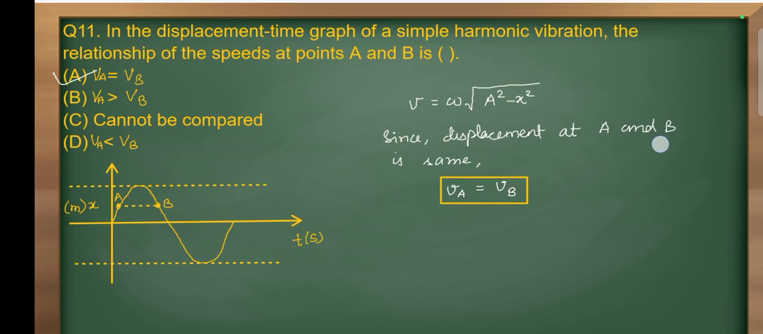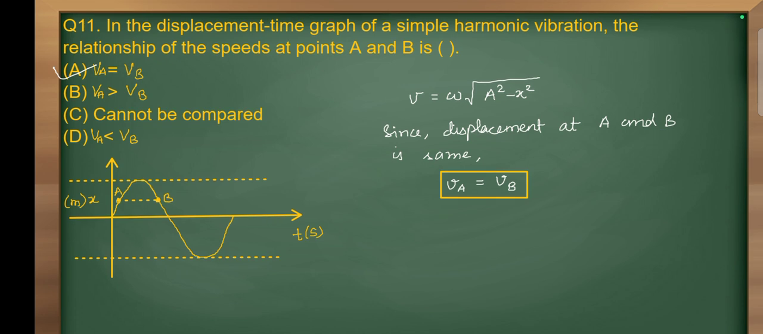Question number 11. In the displacement time graph of simple harmonic vibration, the relationship of speeds at point A and B is. In simple harmonic motion, we know that velocity of particle at any point will be equal to omega into root of a square minus x square, where omega is angular velocity, a is amplitude of particle, and x is the displacement. Since at point A and B the displacement of particle is same, so velocity of particle A will be equal to velocity of particle B. So option A is correct.